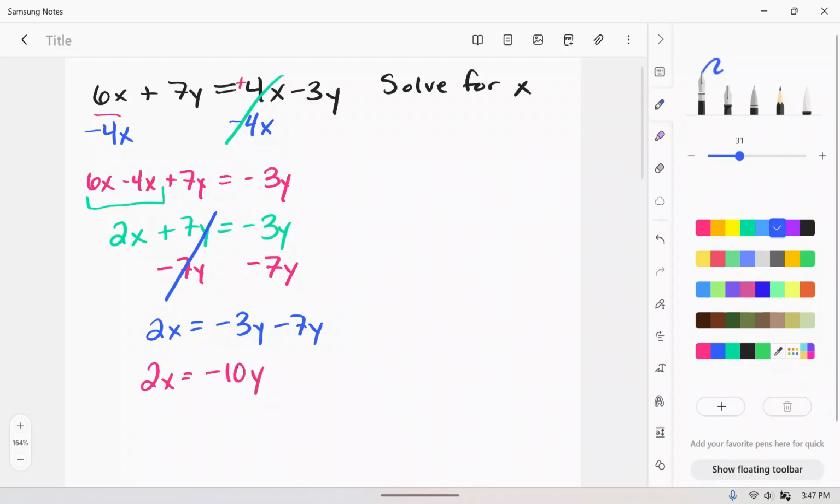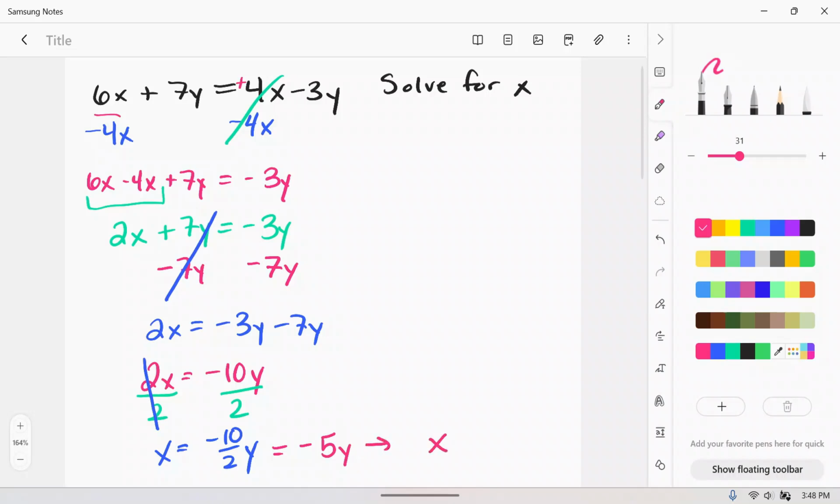I still need to get x by itself, so I can do that by dividing both sides by 2, because 2 is multiplied by x. To undo the multiplication, I need to divide. The 2's cancel on the left, leaving me with x equals negative 10 over 2 times y. Now, in math class, you'd basically be done, but in physics, we do like to simplify. I guess in math, you probably would have simplified this down too. 10 divided by 2 is 5, so that leaves me with negative 5 times y. So my answer is x equals negative 5y.